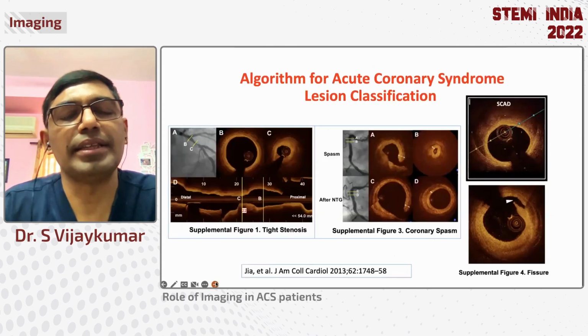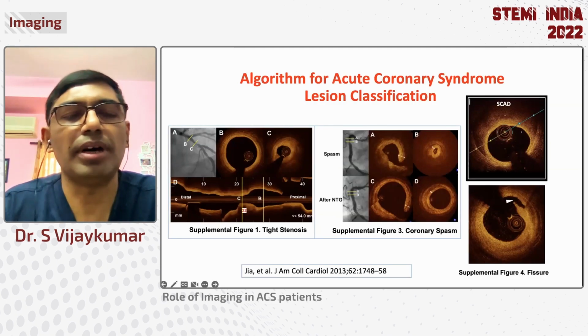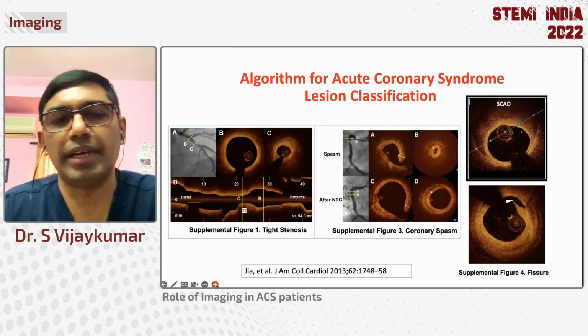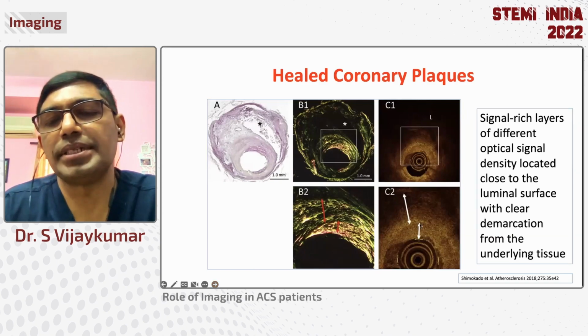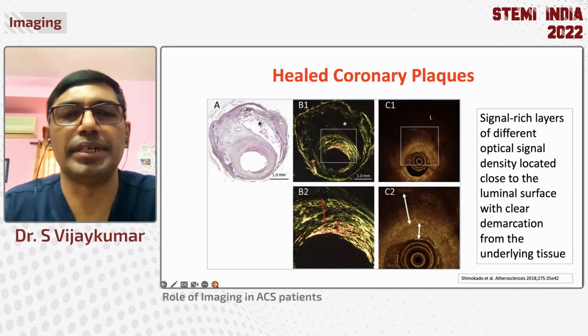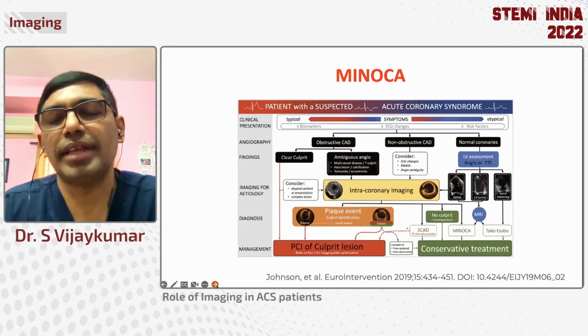And the rare causes are such as tight stenosis, presence of coronary spasm, presence of spontaneous coronary dissection, which is similar to what happens with aortic dissection. And the next one is plaque fissure. So all these things again can be identified with your OCT. And again, plaque progression with repeated ruptures or erosion and healing that produces layered plaque can be clearly appreciated with your OCT.